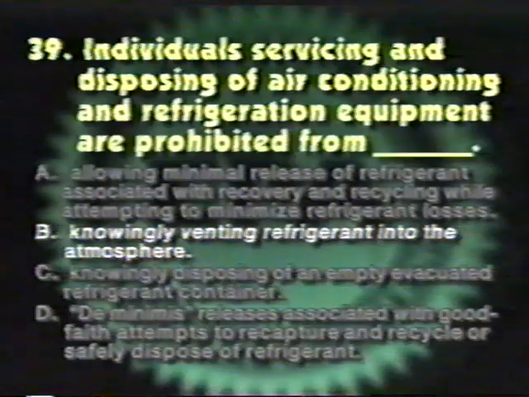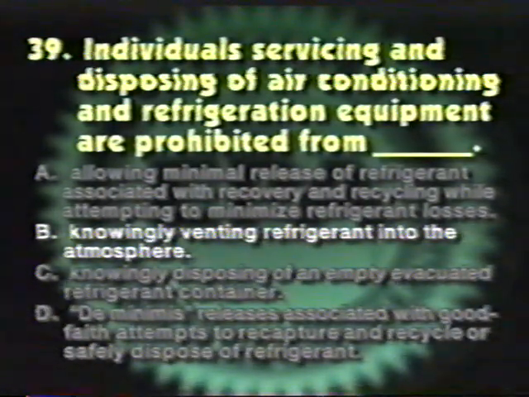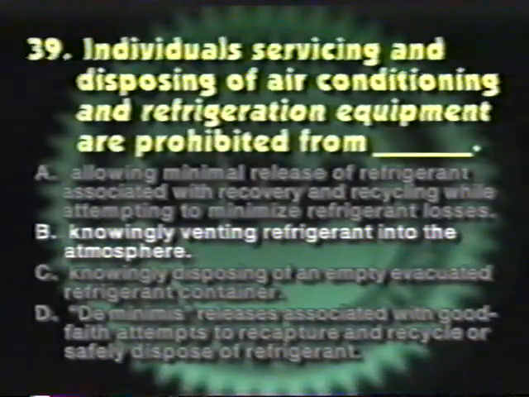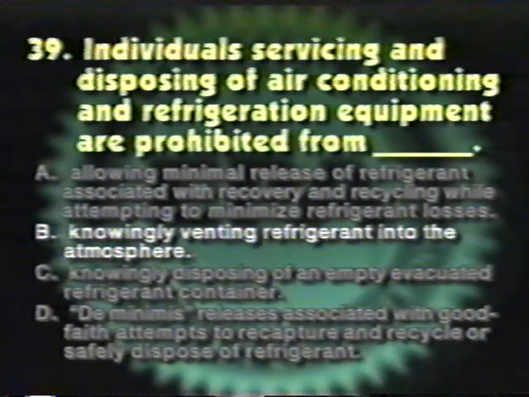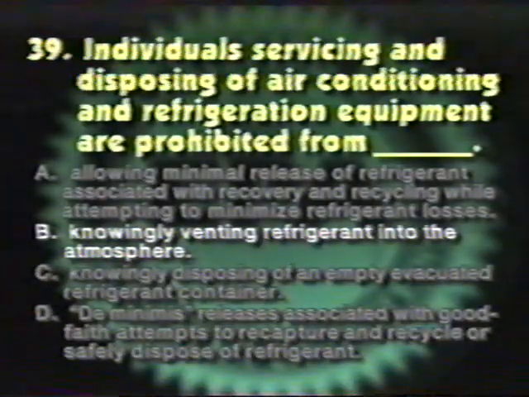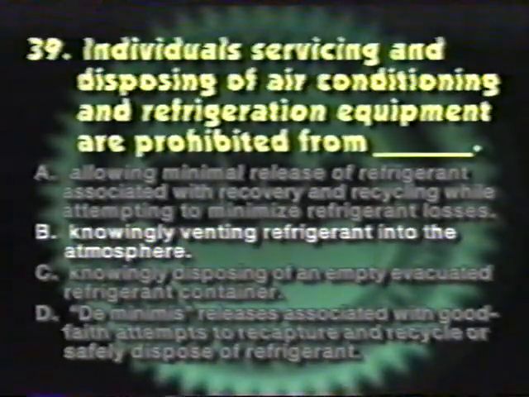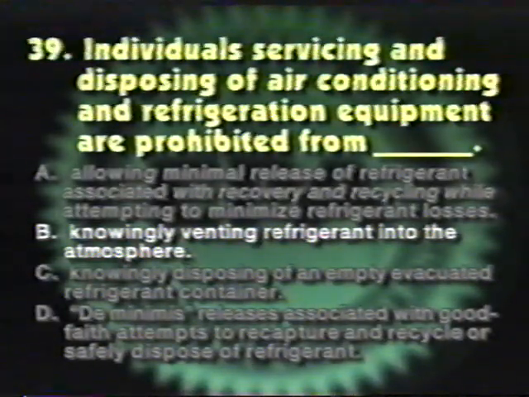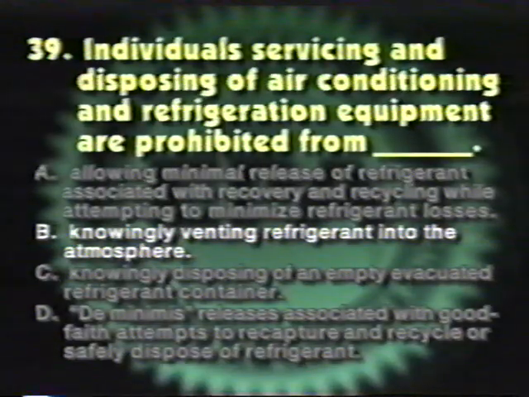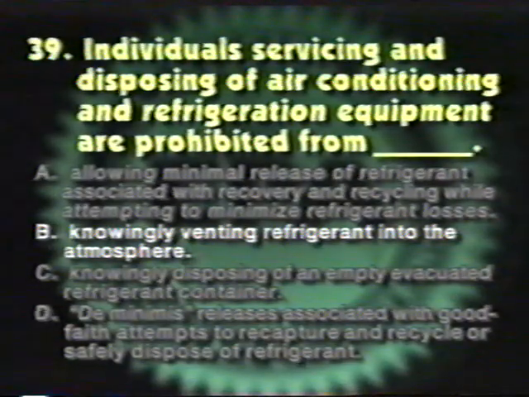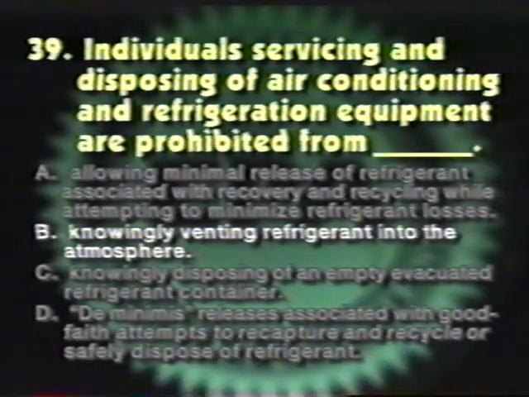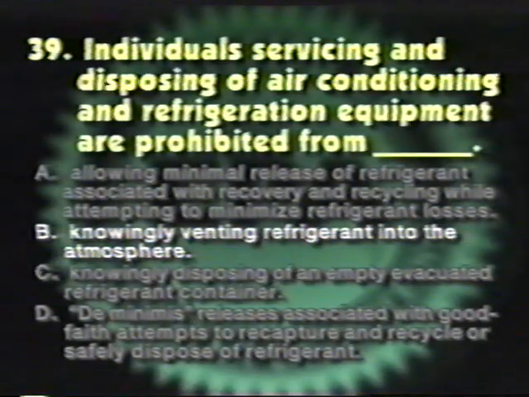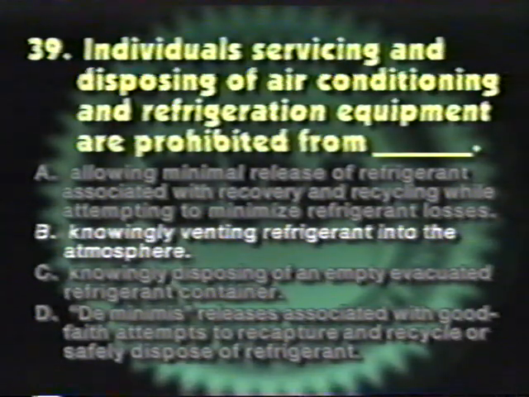De minimis releases associated with good faith attempts to recapture and recycle or safely dispose of any such substance are tolerated. In other words, if you're attempting to minimize refrigerant losses, any minimal losses associated with recovery and recycling are allowed. This prohibition became effective July 1, 1992. The penalties and fines for violating the EPA provisions can be severe. The EPA is authorized to seek various levels of legal redress against any person who violates the venting prohibitions.